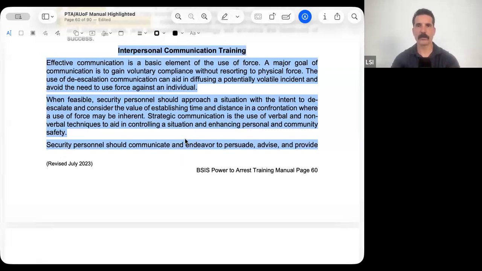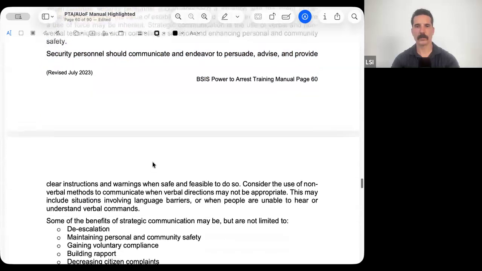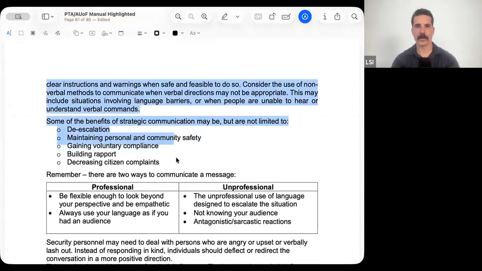Strategic communication is the use of verbal and non-verbal techniques to aid in controlling a situation and enhancing personal and community safety. Security personnel should communicate and endeavor to persuade, advise, and provide clear instructions and warnings when safe and feasible to do so. Consider the use of non-verbal methods to communicate when verbal directions may not be appropriate. This may include situations involving language barriers or when people are unable to hear or understand verbal commands.